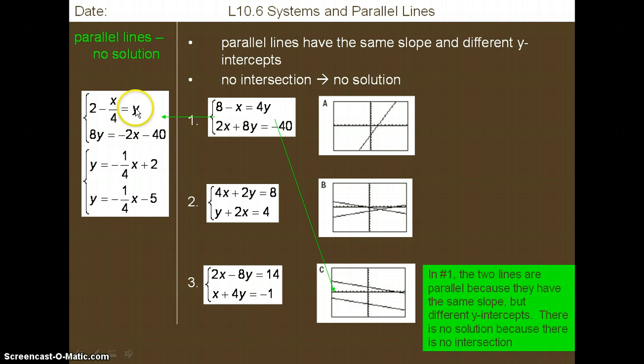Slowly working our way there, one step at a time. We find out that the first equation becomes y equals -1/4 x plus 2, and the second equation becomes y equals -1/4 x minus 5. So we can actually see that in the graph. The first equation is this top line, intersecting here at 2, and the slope is -1/4. And the second equation has a y-intercept of -5, and the slope is also -1/4.